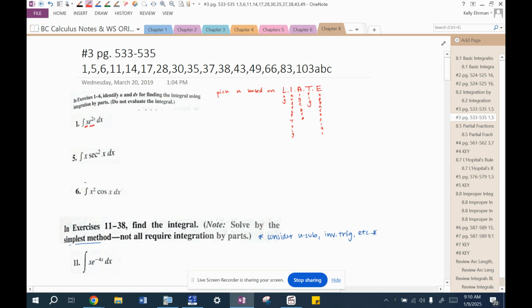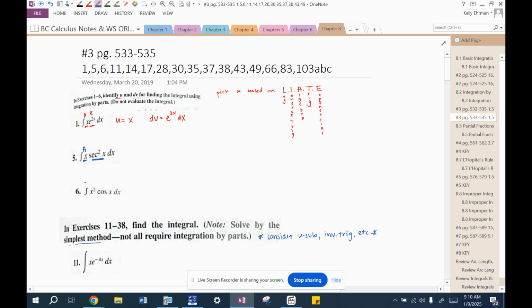So identify u and dv, but don't actually evaluate the integral, even though we could. The rule here is that we have an algebraic expression and an exponential expression. So according to LIATE, u should be the algebraic and dv should be the exponential. And same thing with all of these. So that's why I say this is kind of silly that I picked these.